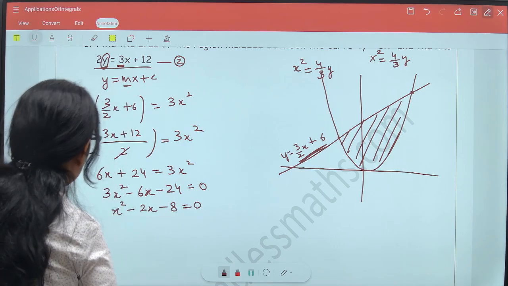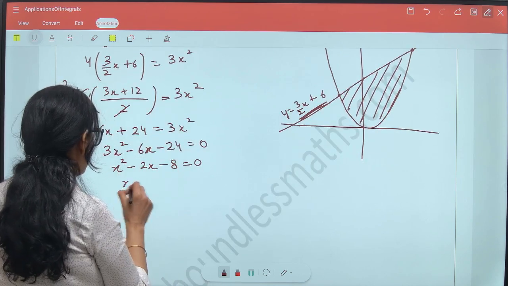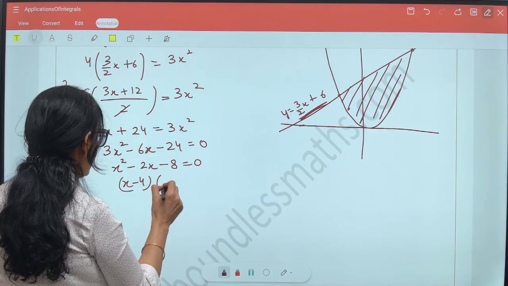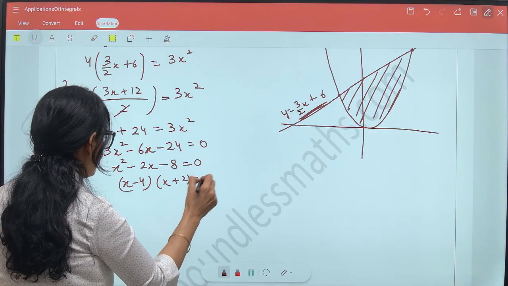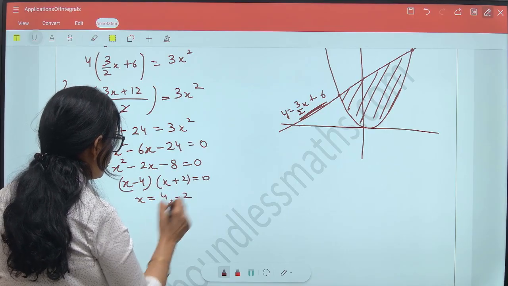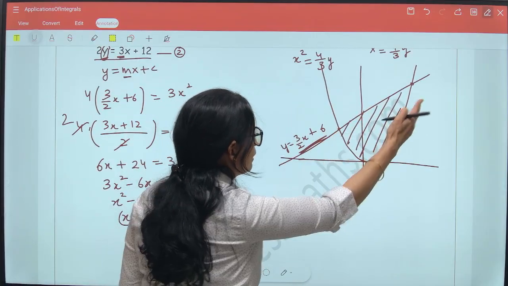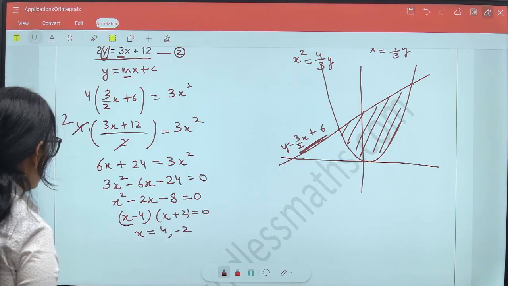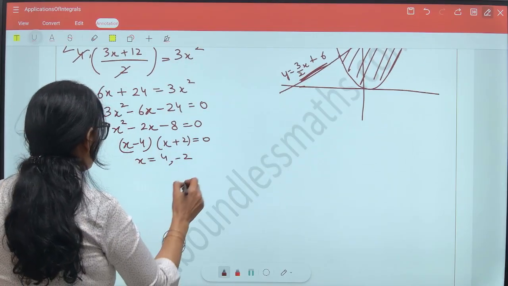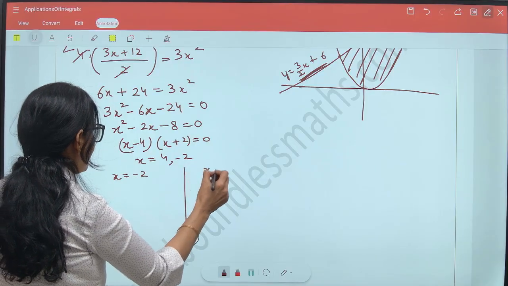So what are the factors of 8? 4 and 2. Minus 4 and plus 2. So the factors are x minus 4 and x plus 2 equals 0. That means the two values of x are 4 and minus 2. So as you can see in the graph also, minus 2 will be here and 4 will be here. So let's find the complete points of intersection when x is minus 2 and when x is 4.